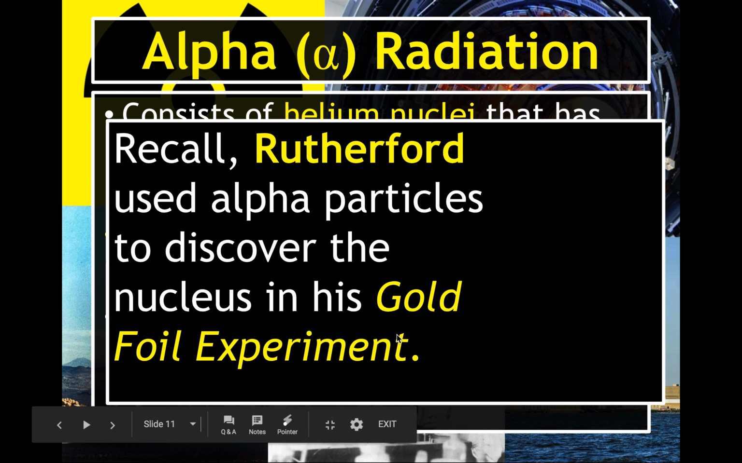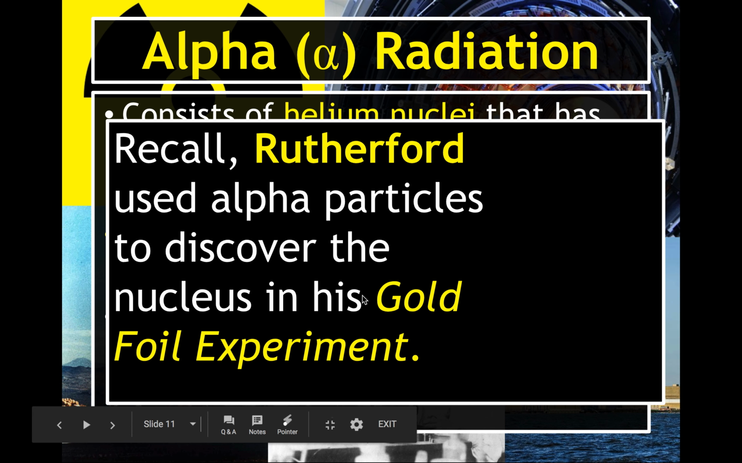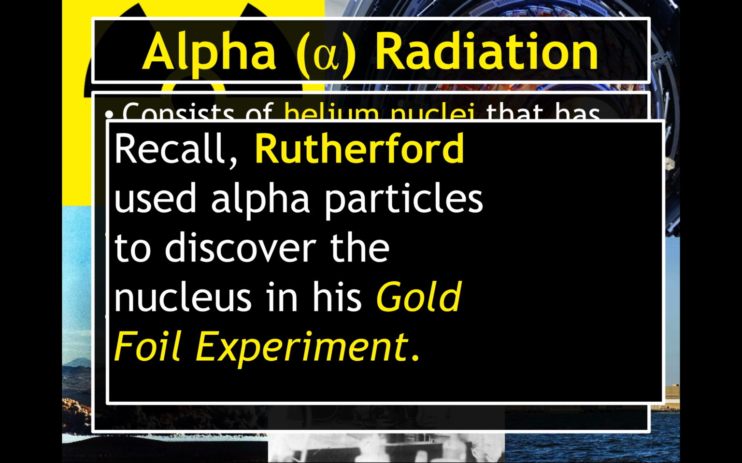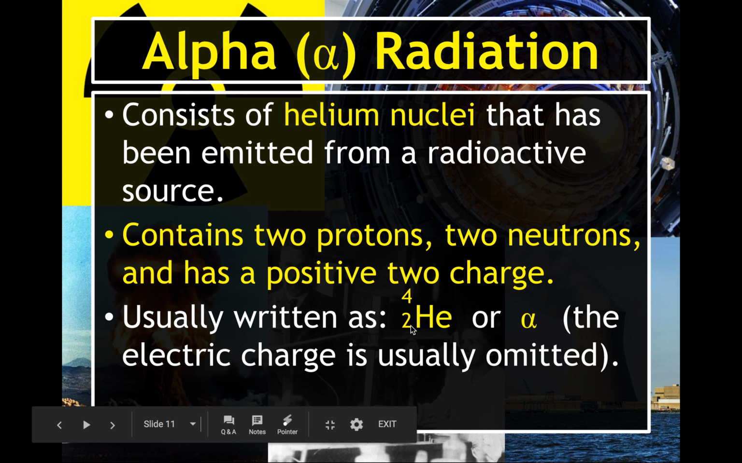Remember when Rutherford used alpha particles to discover the nucleus of the atom in the gold foil experiment. He was actually shooting alpha particles. If an alpha particle hit the nucleus, it would bounce in different directions. There's the 4 and the 2 that you need to put in your notes. It's going to be written as He with a 4, meaning that it has a mass number of 4, and of course it has 2 protons.